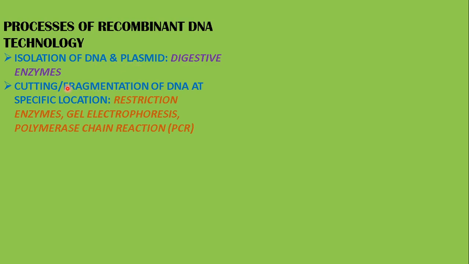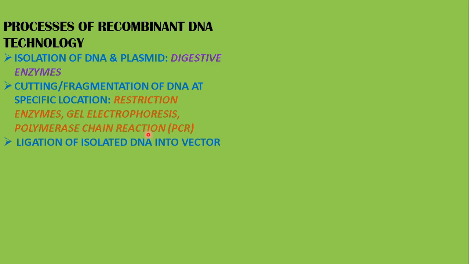After which, cutting, fragmentation of DNA at a specific location. Specific location means that part of DNA that we want will be cut out using a restriction enzyme. We will cut it out, fragment it out, and then we will separate out the entire broken down fragments of DNA with the help of gel electrophoresis, and create multiple copies of the fragmented DNA using a technique called polymerase chain reaction.